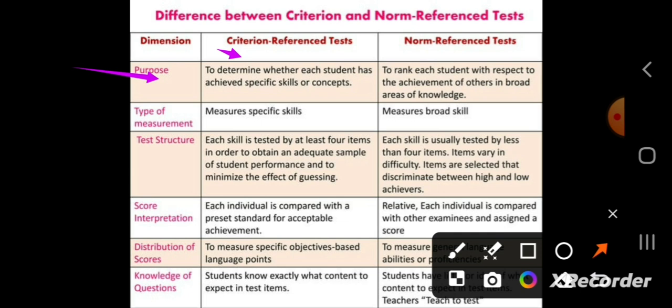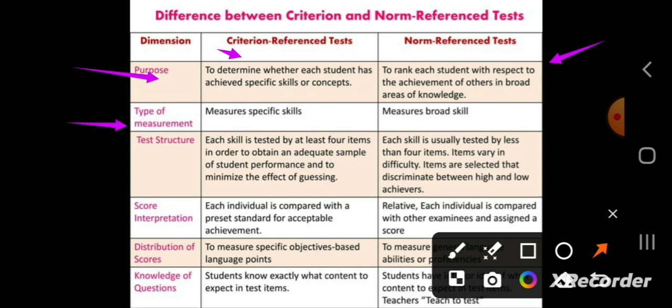For example, in a maths test, a student must show that they understand addition, subtraction, etc. according to the curriculum. Norm referenced test: the purpose is to rank students in relation to one another. These tests measure how much knowledge or skill a student has in a broad area compared to their peers. For example, in standardized tests like the SAT, students are ranked according to their performance relative to other test takers.